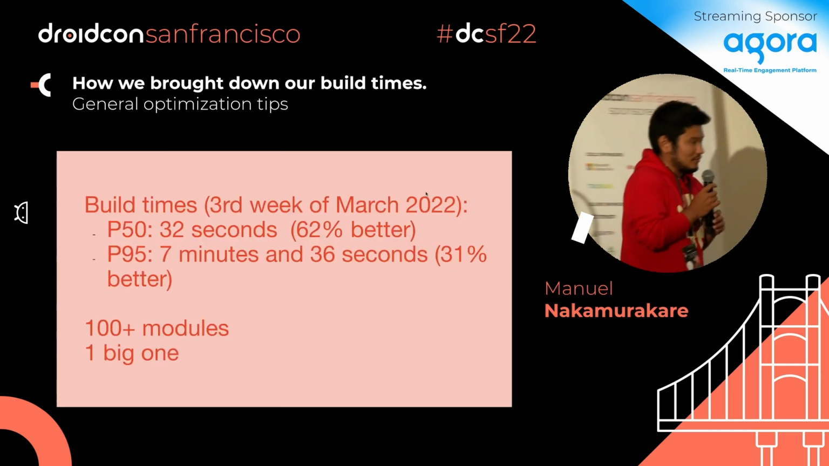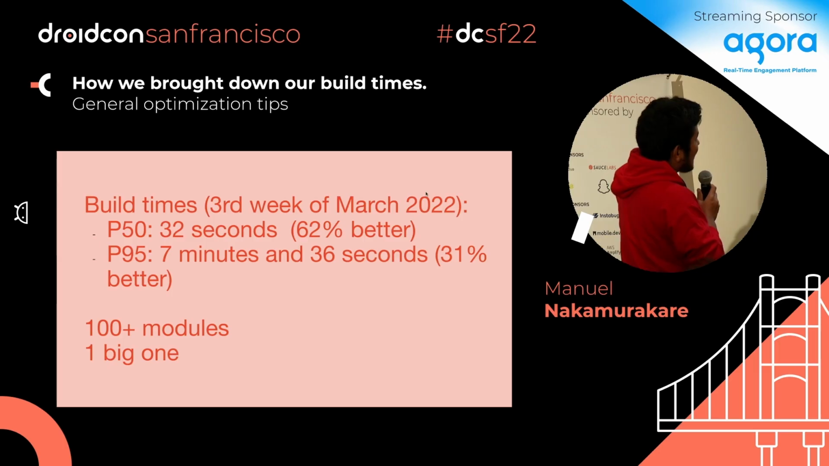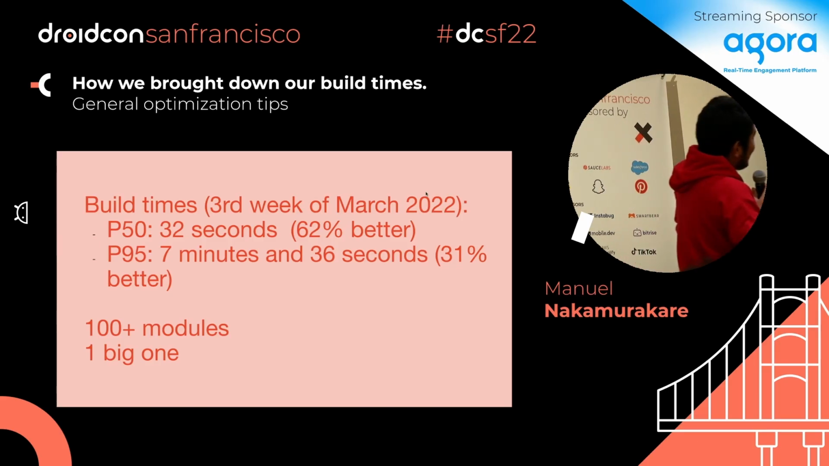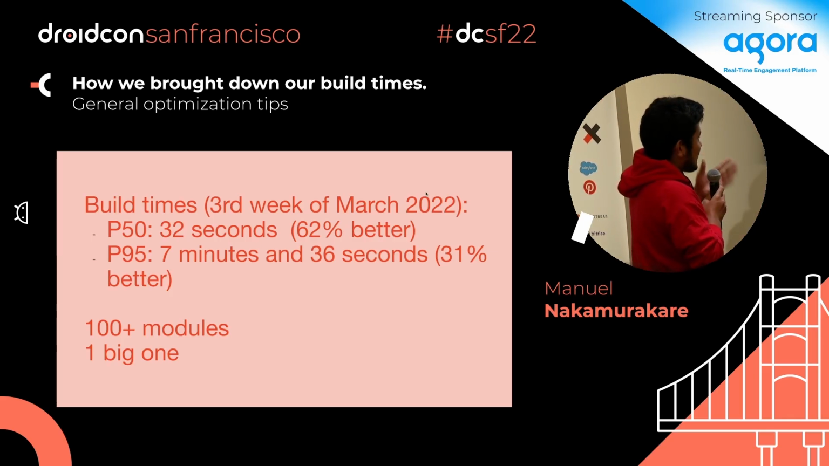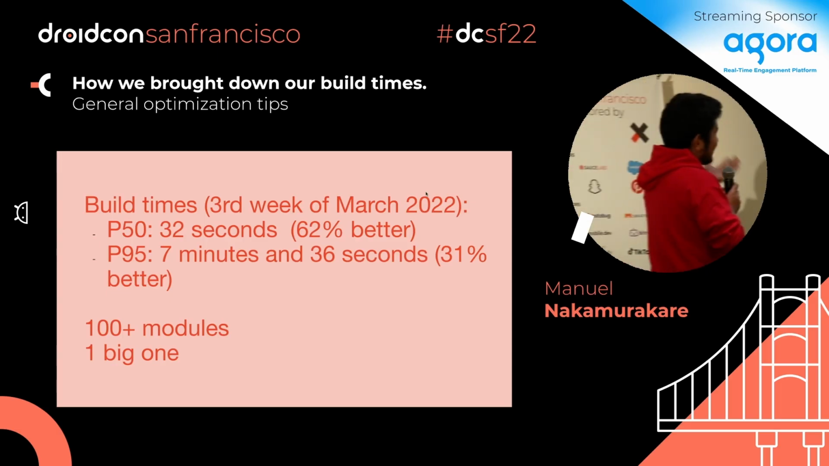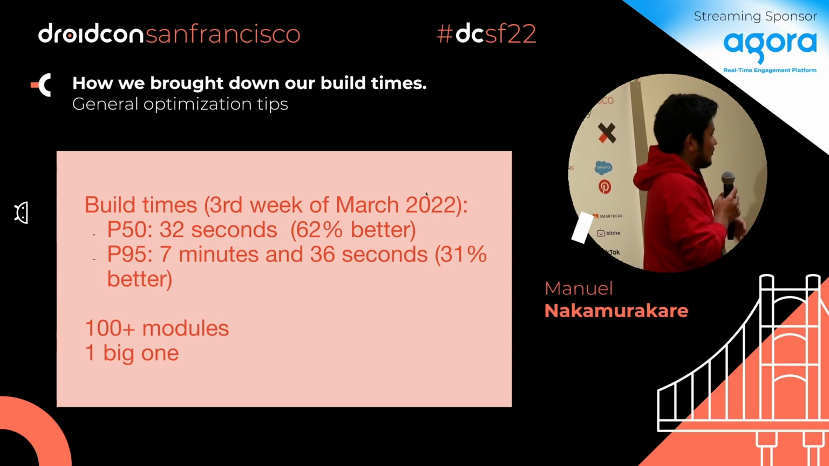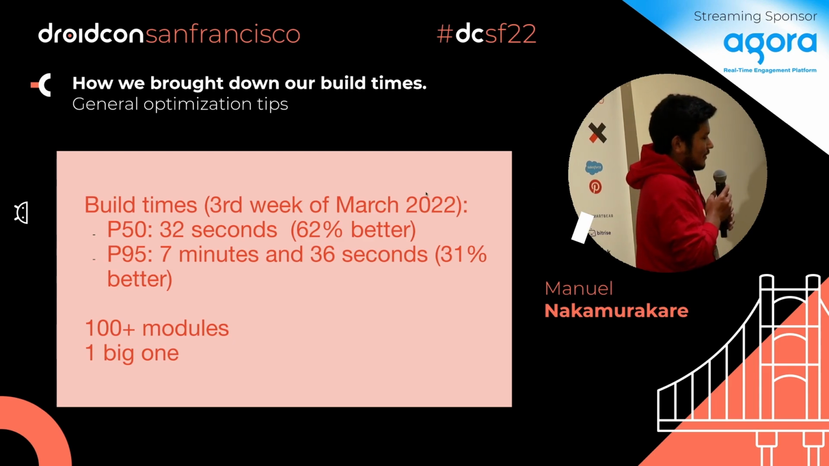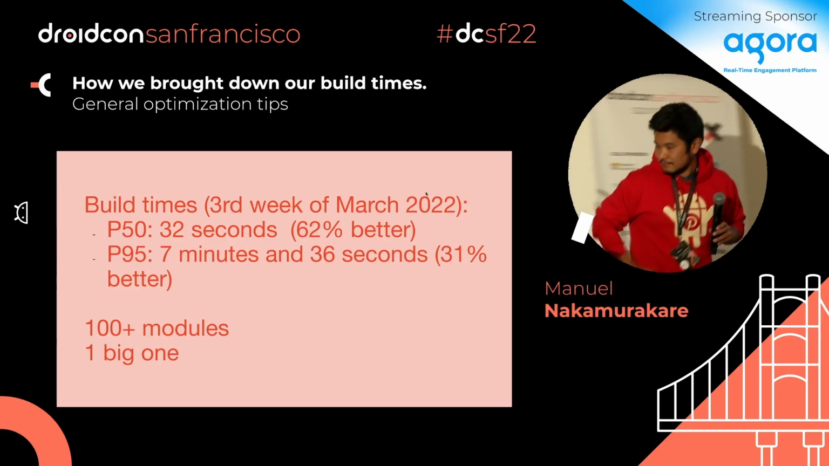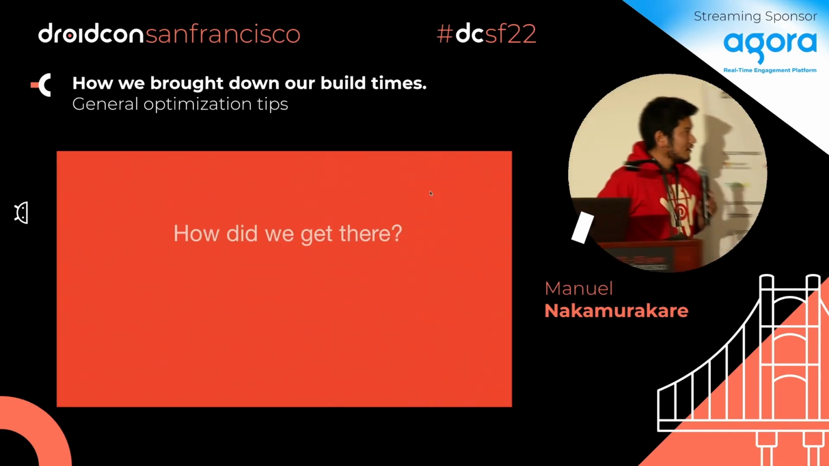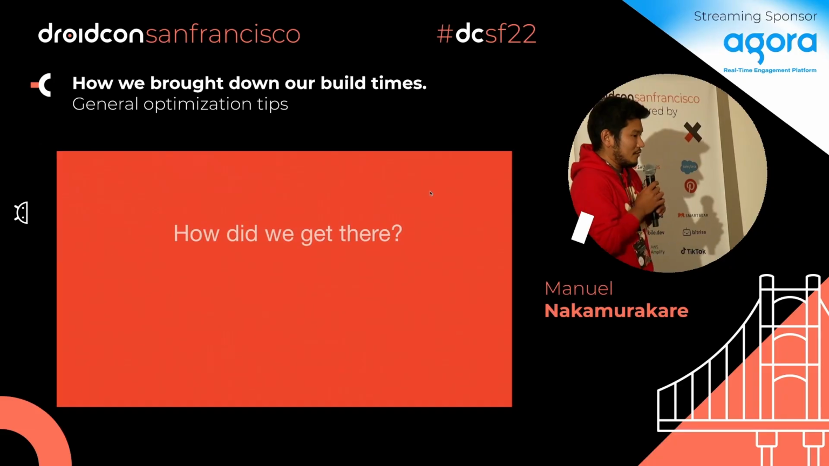And these are the most recent stats. These were from March of this year, 2022. So now our P50 is 32 seconds, or 62% better compared to what we had in late 2020. Our P95 is 7 minutes and 36 seconds, so about 31% better. And now we have more modules. So now we could say that we are kind of modularized, but there is still some work. We still have one big module. So how did we get there? How was our road to get there?